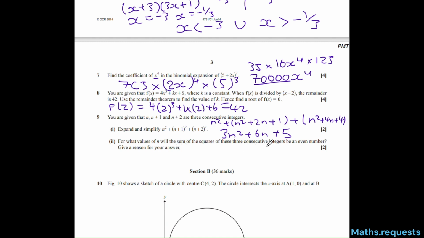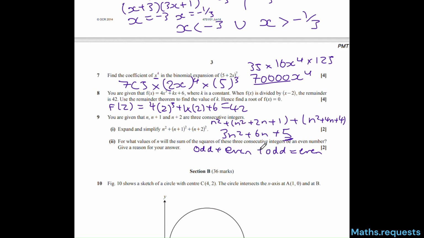For which values of n will the sum of the squares of these three consecutive numbers be an even number? Well, we know for any term, 5 will be odd. And then if n is odd, then 3n squared will be odd. And 6n will always be even. So you know that odd plus even plus odd will equal even.